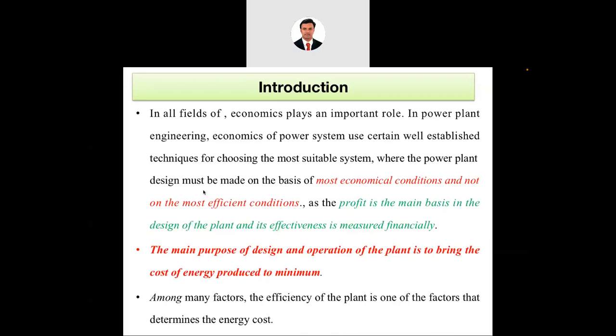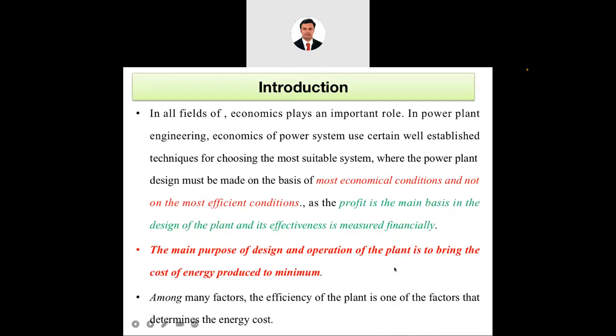Generally, in India and in the world also, profit is the main basis whenever we design any plant, rather than its efficiency or effectiveness. So we mostly focus upon profit, or we can say we are mostly concerned with the financial condition of the power plant rather than the technical conditions. That we are going to study in this unit.